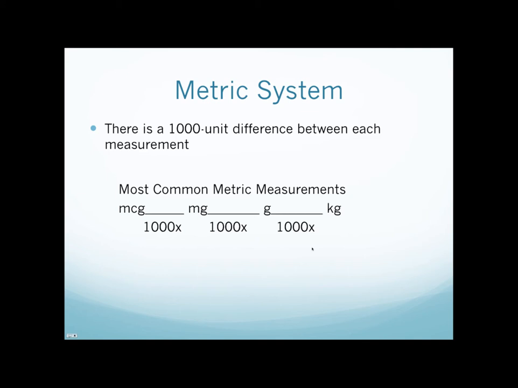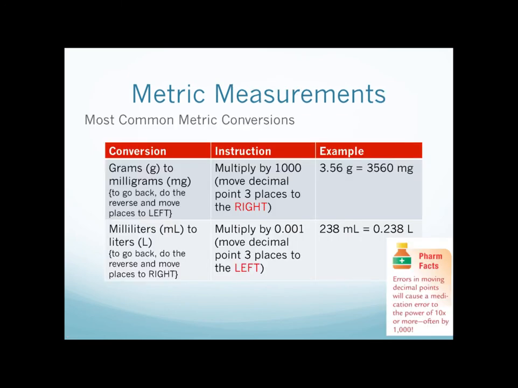In the metric system, generally we multiply or divide by 1,000 to get from different units to other units. So micrograms multiplied by 1,000 to milligrams, multiplied by 1,000 to grams, multiplied by 1,000 to kilograms. In the metric system, generally we're moving decimal points by 3 places. So for example, to go from grams to milligrams, I would multiply by 1,000, or move the decimal point to the right by 3 places.